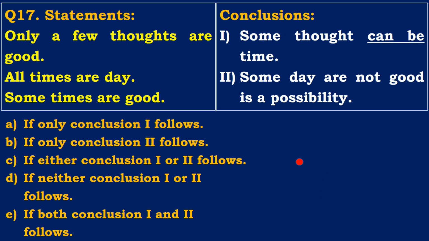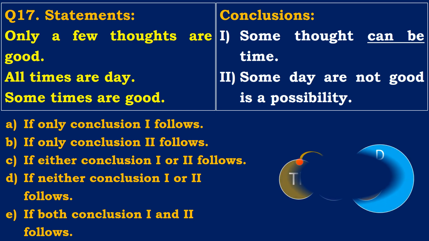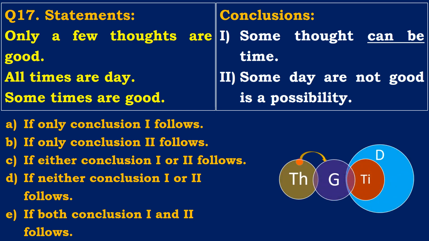Challenge 17. Only a few thoughts are good. All times are days. Some times are good. Conclusions: Some thought can be time. Some days are not good is a possibility. Thoughts and times are related to goods. According to trick 1, conclusion 1 is correct. According to trick 2, conclusion 2 is also correct. As a result, both conclusions follow the statement. Hence, option E is the correct answer.